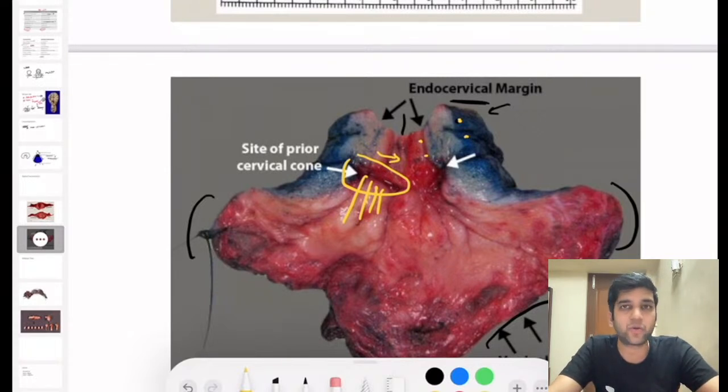Only at the 5 o'clock portion there's a tumor, and in the 5 o'clock direction alone I'll take more bits to see whether it's extending or not. I need not worry much about the rest. Fine. So if the previous report is there, try to correlate and go ahead with that.